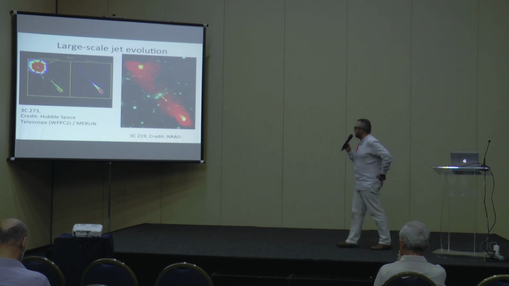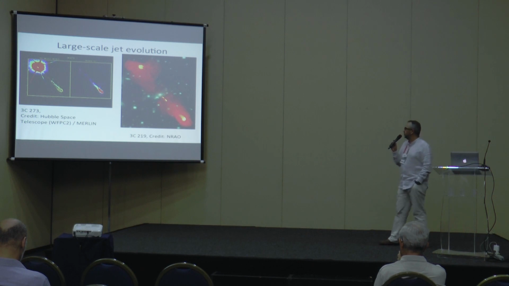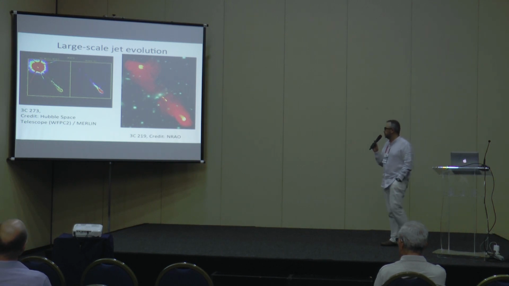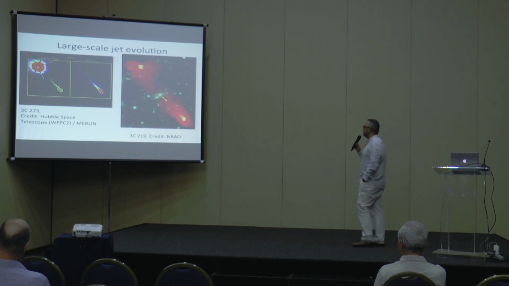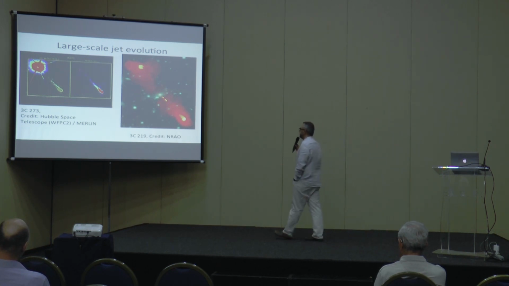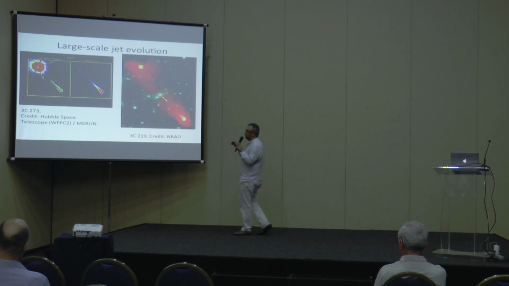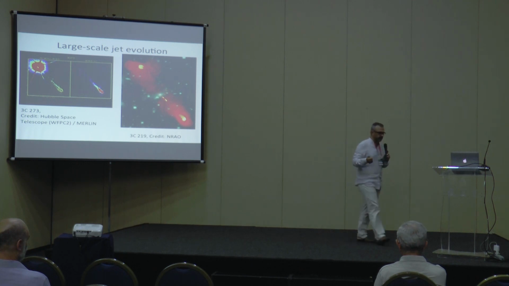Well, this is a picture showing kiloparsec scale jets, 3C273 and 3C219, and well, it helps me to tell you that these are two classical FR2 sources in which, I used to have a pointer somewhere.